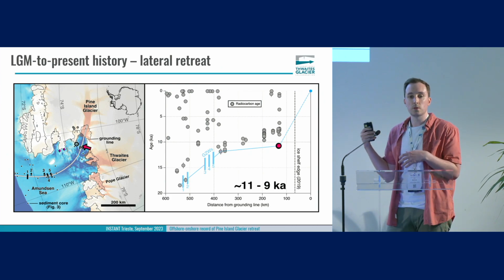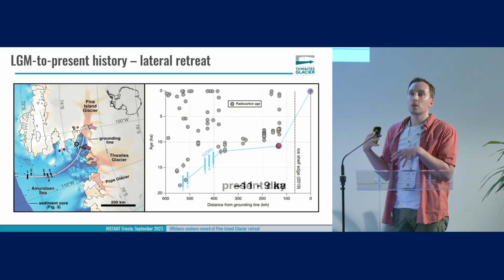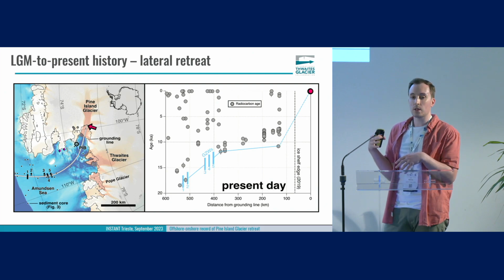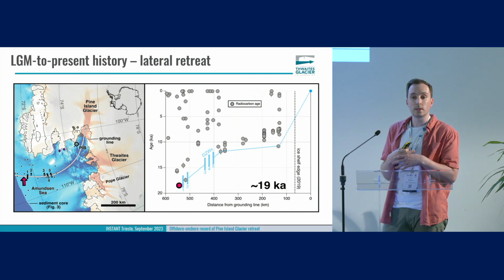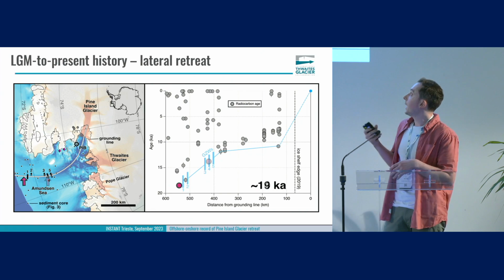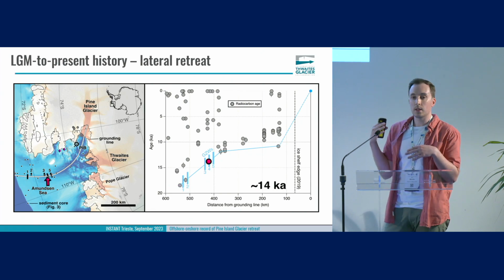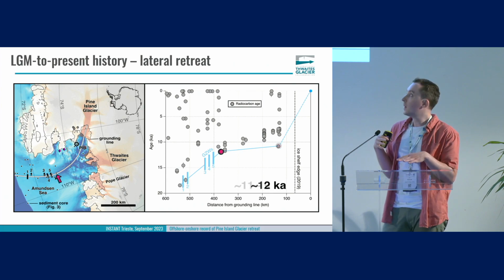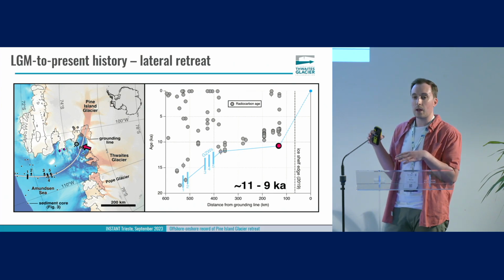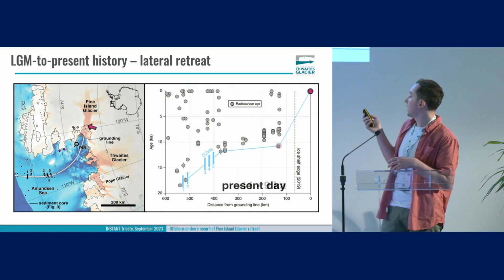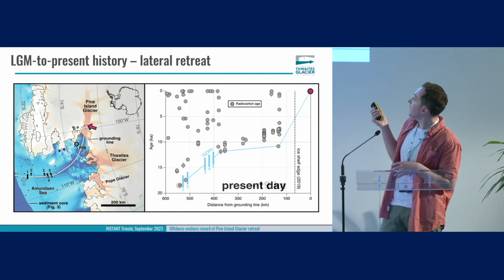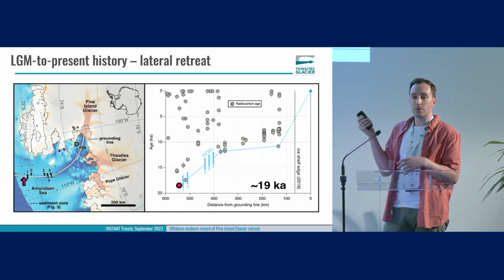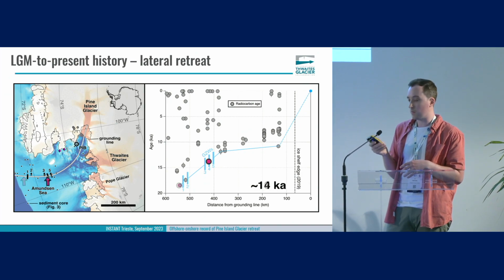The most proximal constraints to the modern grounding line are located around 120 kilometers downstream, at which point we think grounded ice retreated just past this point by about 9,000 to 11,000 years ago. So what we wanted to do is see if we could fill in this gap for this large glacier. What was it up to? We know that it was around here, and we know where it is now, but how did it get from A to B? What kind of rates was it retreating?